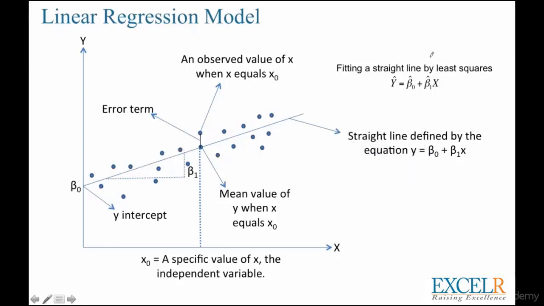Best line is determined based on least squares technique, right? So how does that appear, line? Think about this line. You calculate the distance between this data point to this line, right?